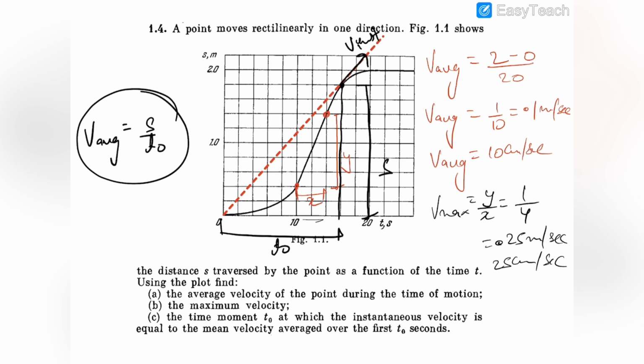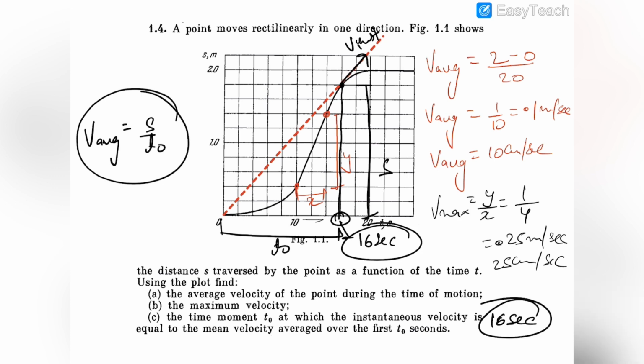So it means that at this point v average is also in this direction, because this tan theta is equal to s upon t naught. So in this triangle, this tan theta is the slope of this line, and v instantaneous is obviously along this tangent. So at this point we can say that the instantaneous velocity and average velocity are equal, and this is the time which is 16 seconds. So the correct answer for this one is 16 seconds.